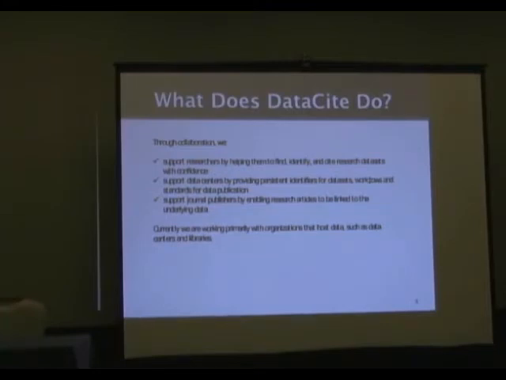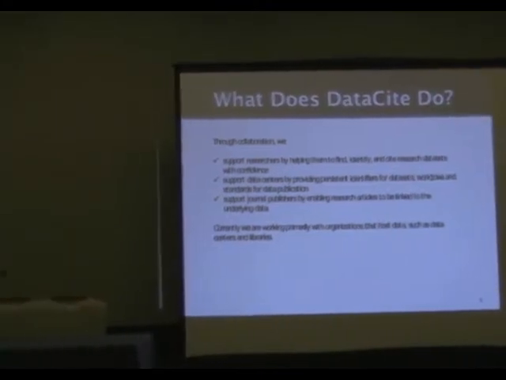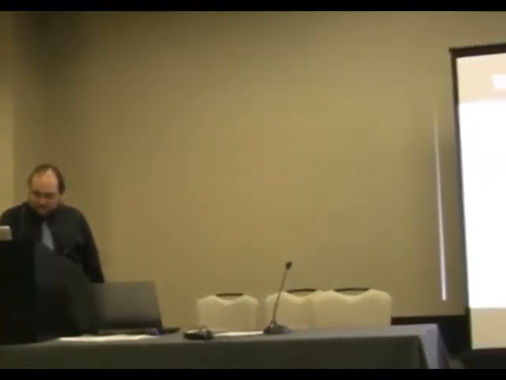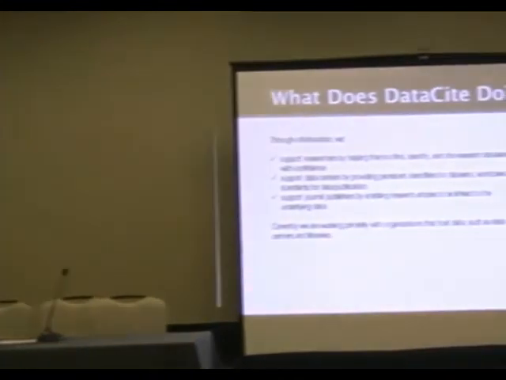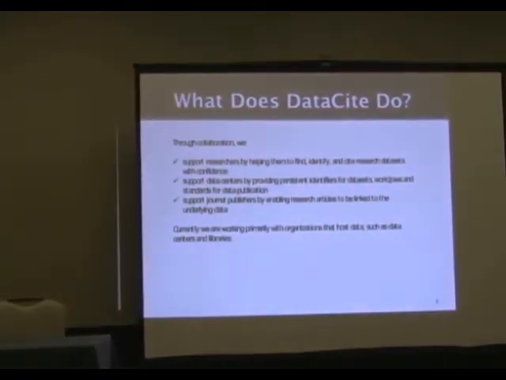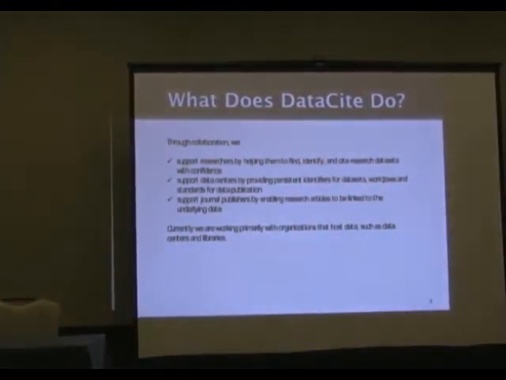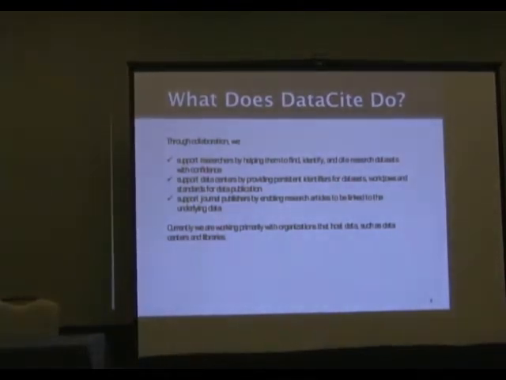So the goal is to support researchers by helping them find, identify, and cite research data sets with confidence. Support the data centers by providing persistent identifiers for data sets, workflows, and standards for data publication, and support journal publishers by enabling research articles to be linked to the underlying data. And they're primarily working with the folks that are providing data. Don't even try and read it, it's just going to give you a headache.